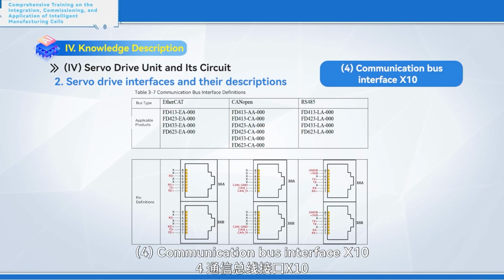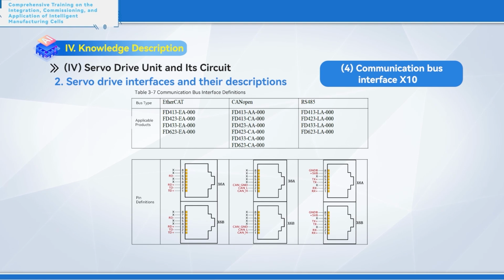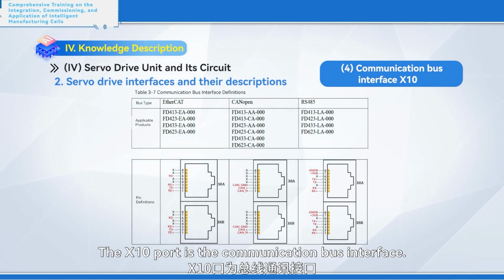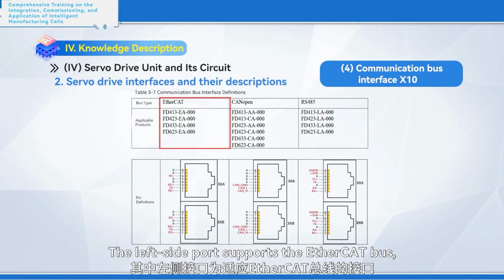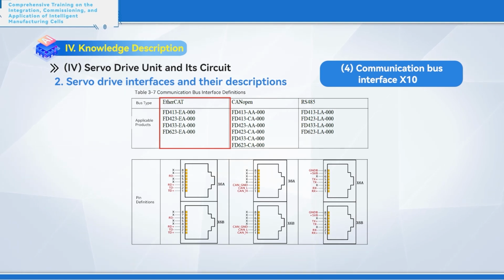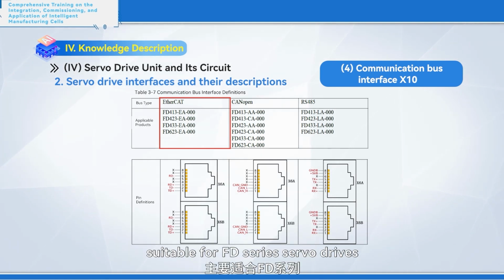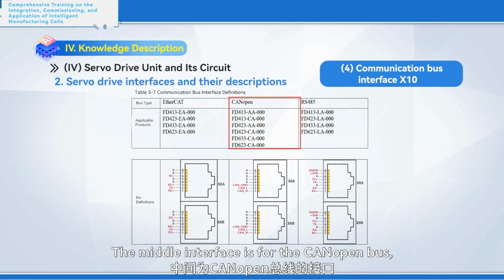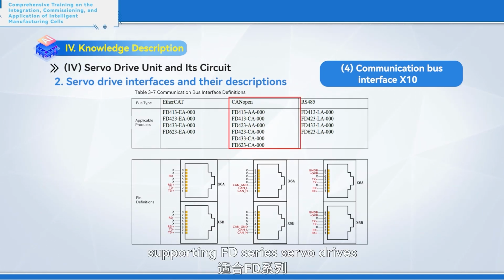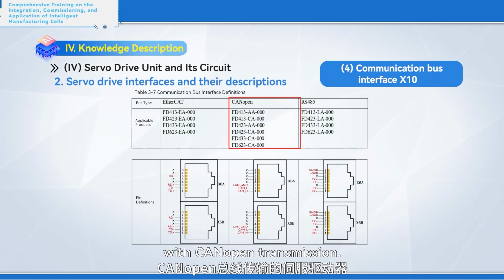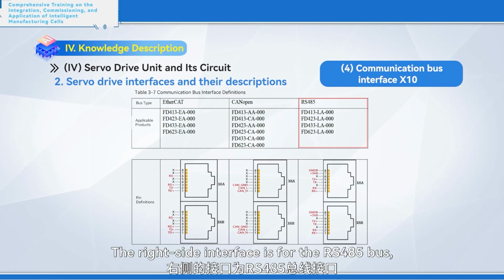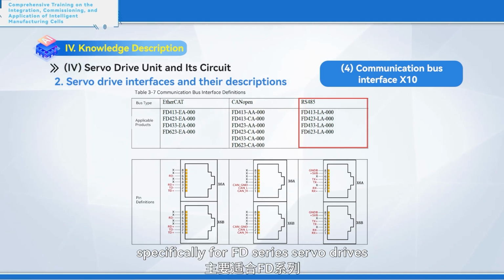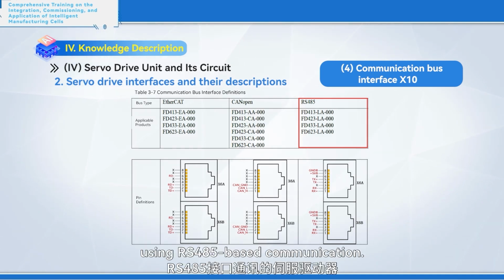4. Communication bus interface X10. The X10 port is the communication bus interface. The left side port supports the EtherCAT bus, suitable for FD series servo drives that use Ethernet-based communication. The middle interface is for the CANopen bus, supporting FD series servo drives with CANopen transmission. The right side interface is for the RS485 bus, specifically for FD series servo drives using RS485 based communication.